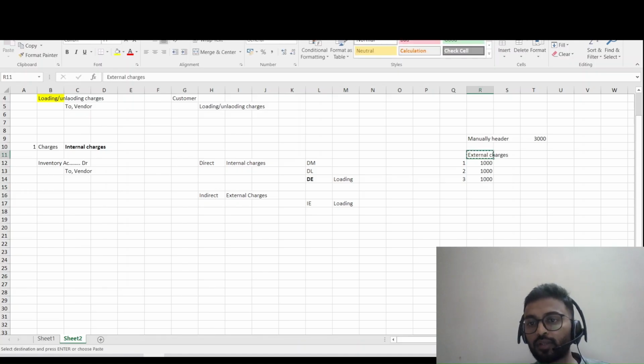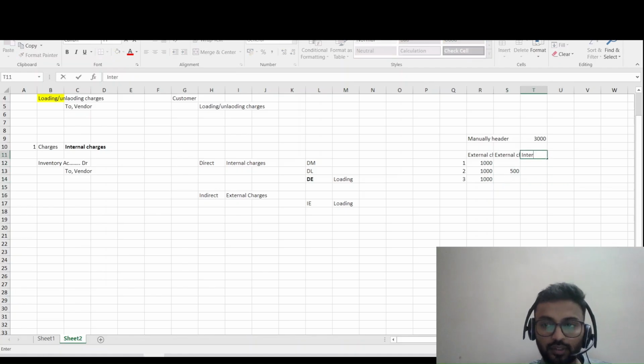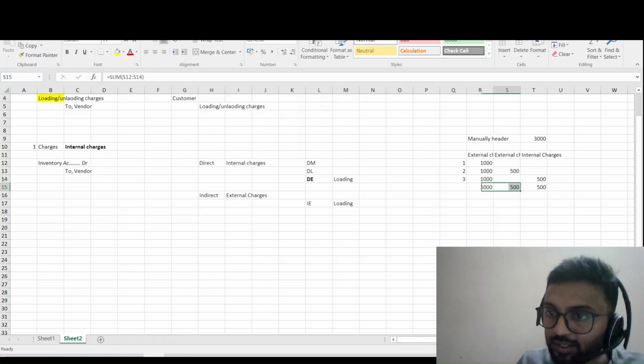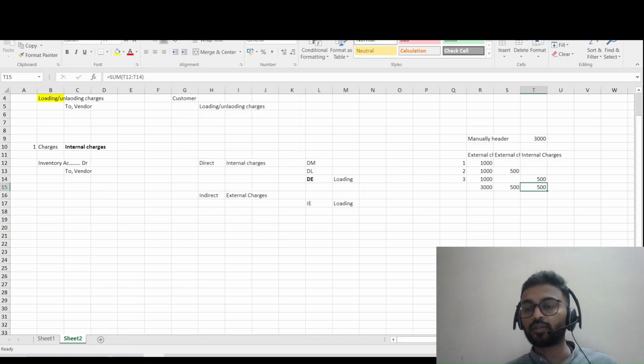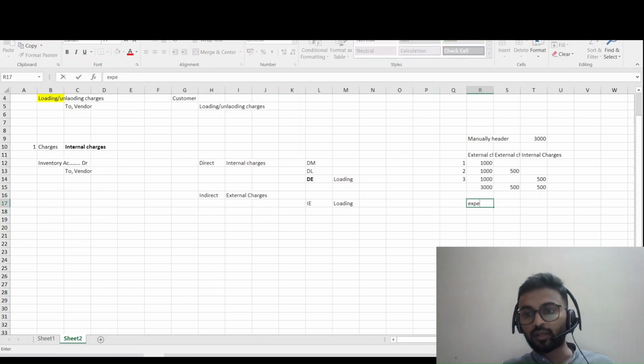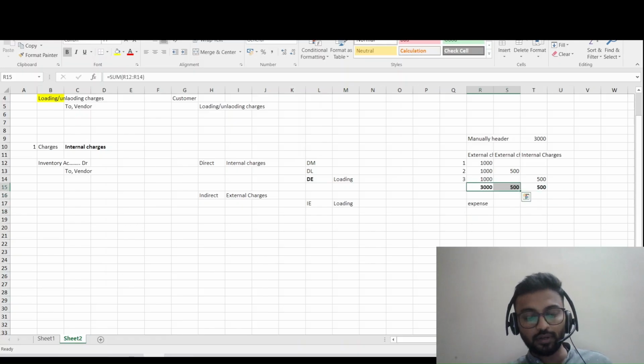Now apart from this, there is one more external charge I have added here, and I have added internal charges in line 3 for 500 rupees. So my total charges is 4,000 rupees. Out of this, 3,500 is my external charges and 500 is my internal charges. In this case, these external charges went to the particular expense account, and this will be part of my inventory. We'll see the journal entry and I will discuss, so you will be able to know this difference properly.